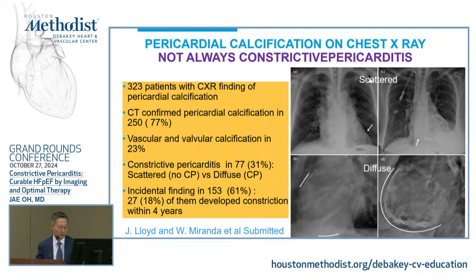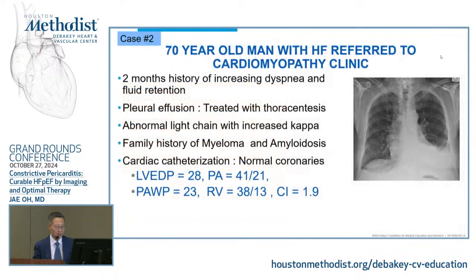Even with the CT confirmation, CT confirmed the pericardial calcification seen on chest X-ray in about 77%. So sometimes we're calling valve and vascular calcification a pericardial calcification. And an interesting thing is that some of them, actually 18% of them, then develop constriction a few years later. So they need some follow-up, but not all pericardial calcification means constrictive pericarditis.